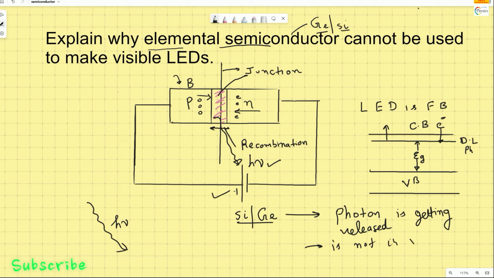in the visible region. Okay, this is the biggest problem. You can't see it. And an LED should release visible light. Okay, this is the way an LED has to work and release visible light. And therefore, if you use elemental semiconductors like silicon and germanium, these don't work, right? Because the visible light is not available.